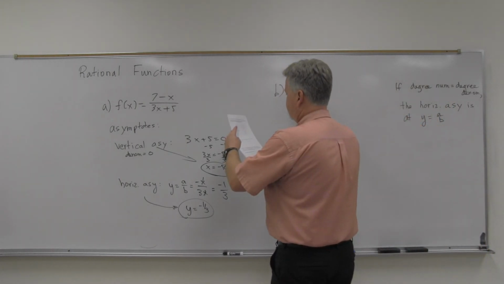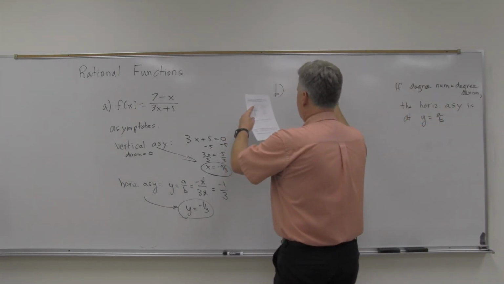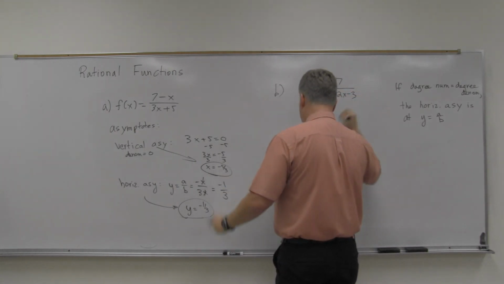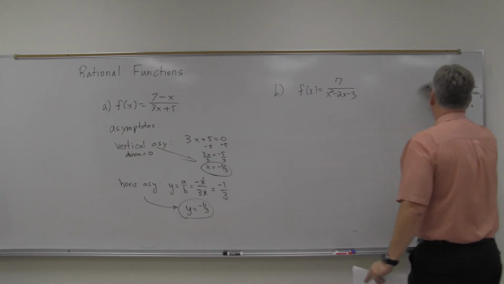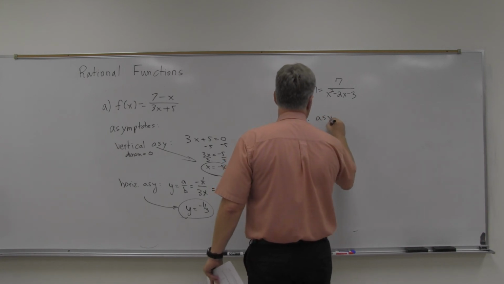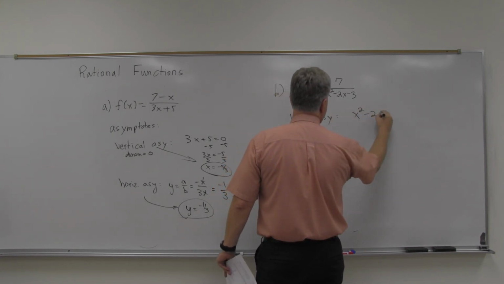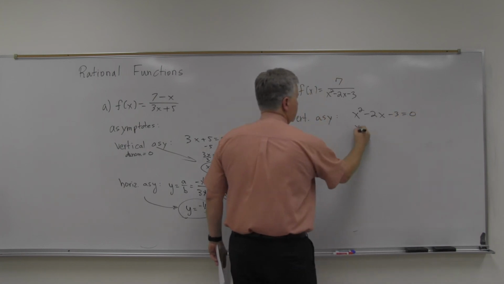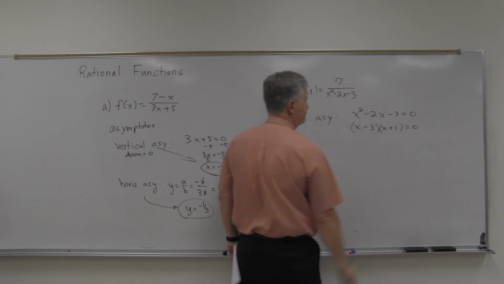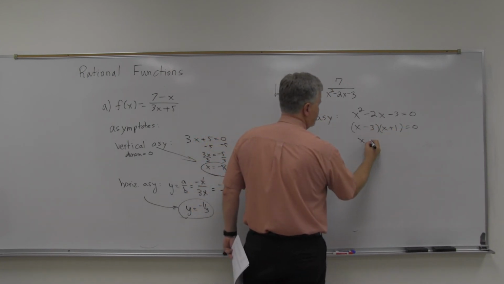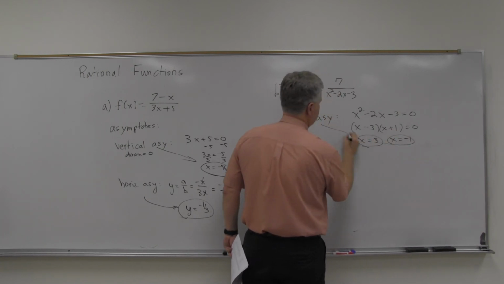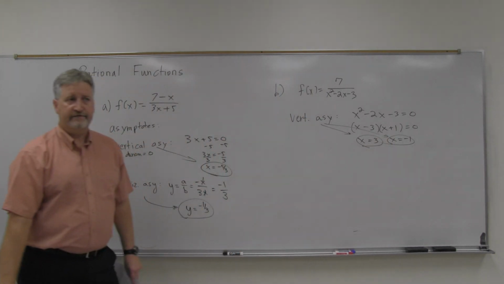Now I have b here because it's got a little bit of a twist to it. F of x equals 7 over x squared minus 2x minus 3. All right, so my vertical asymptote, denominator equals 0. That one factors as x minus 3 and x plus 1. Set those equal to 0, you get x is 3 and x is negative 1, so you've got two vertical asymptotes in that case.